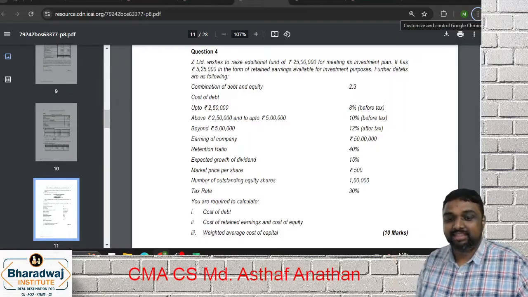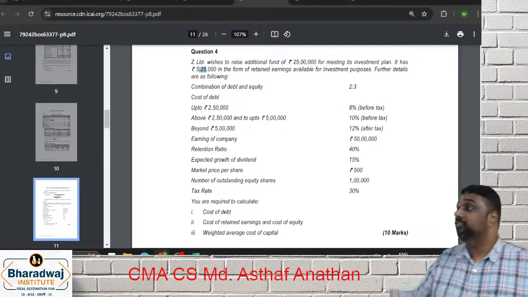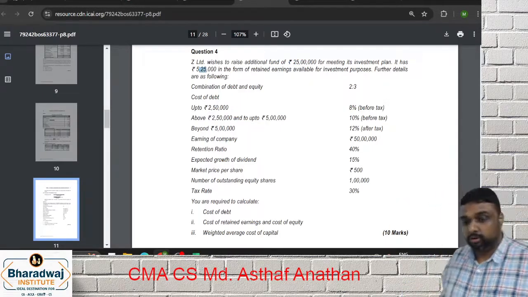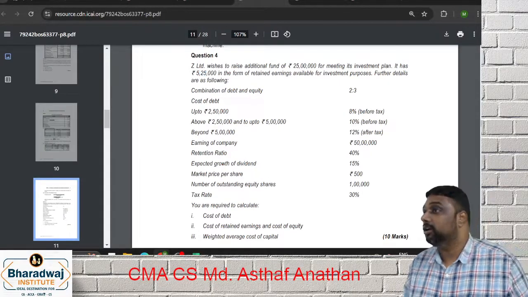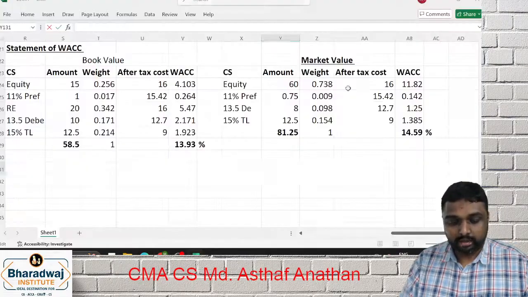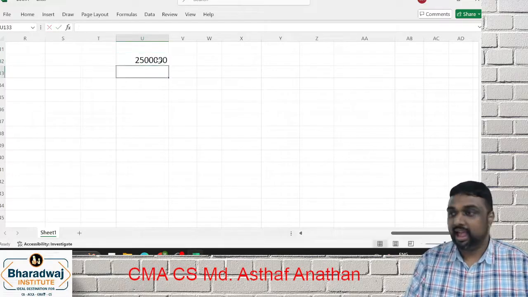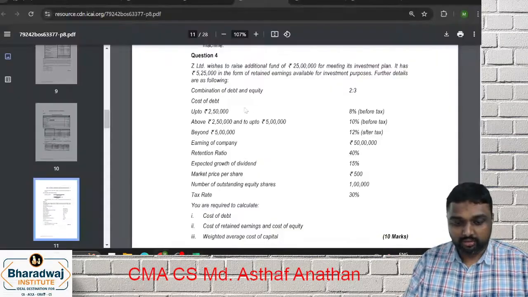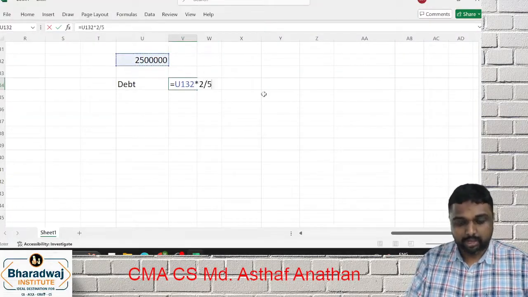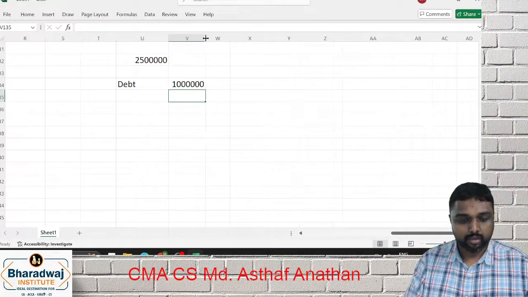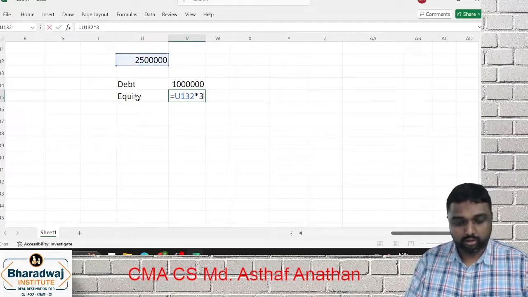See, they've given the slab for debt. The total amount you want is 25 lakh. You have already 5 lakh 25 in the form of equity. Further details are given below. The combination of debt and equity is 2 is to 3. That means your total amount you want is 25 lakh. In that, they said debt and equity, which means debt is 2 out of 5. Equity is 3 out of 5. Correct?